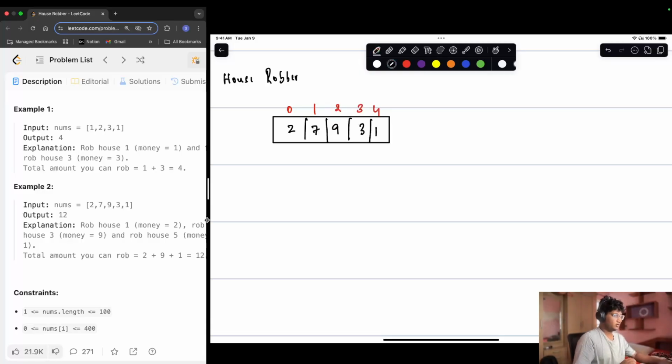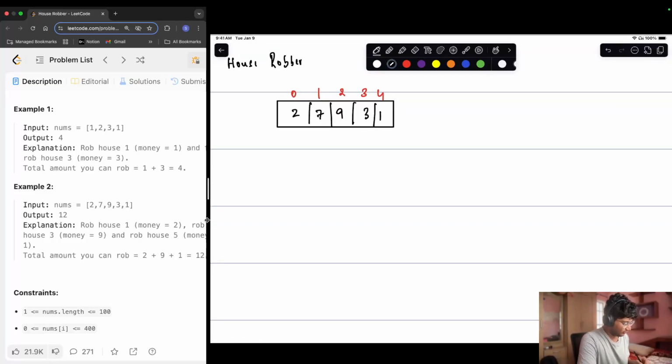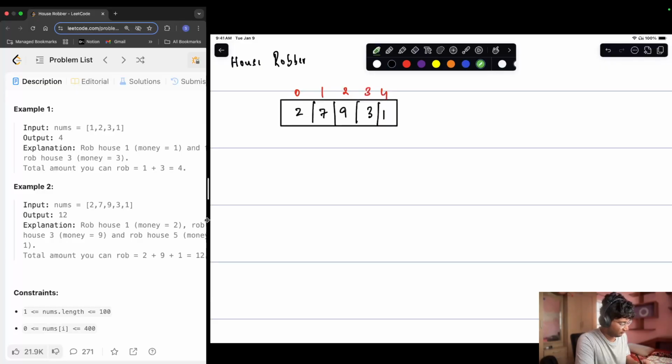Okay, what I'm going to do here is, instead of going from the start, I won't do this. I'll come from this side. I'll come from the top.